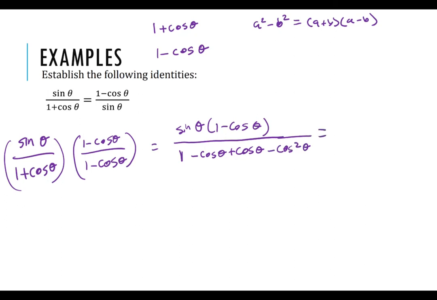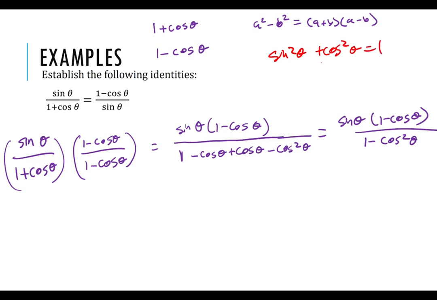That's then going to be sine of theta times 1 minus cosine of theta divided by, well, minus cosine theta plus cosine theta is 0, so I'm left with 1 minus cosine squared of theta. Then recall that we have the Pythagorean identity popping up again. Sine squared of theta plus cosine squared of theta is equal to 1. So if I subtract cosine squared of theta, I can get exactly what's written down there. That's going to be sine squared of theta is equal to 1 minus cosine squared of theta.